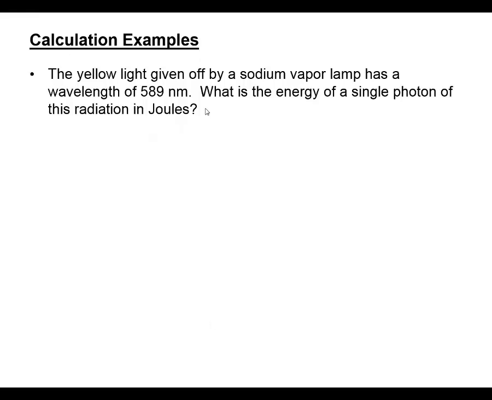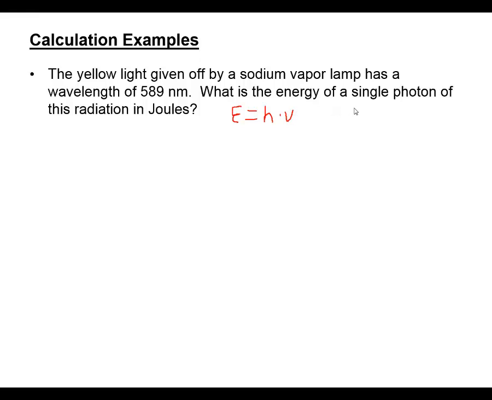Now let's consider we have a sodium vapor lamp with a wavelength of 589 nanometers, and I want to solve for the energy of a single photon of that radiation in joules. Let's see how we would do it. The equation that we have for energy, as I showed you before, is energy equal to Planck's constant, which I would give you on a test. You do not need to memorize Planck's constant, but you should memorize that energy is equal to Planck's constant times the frequency of the electromagnetic radiation.